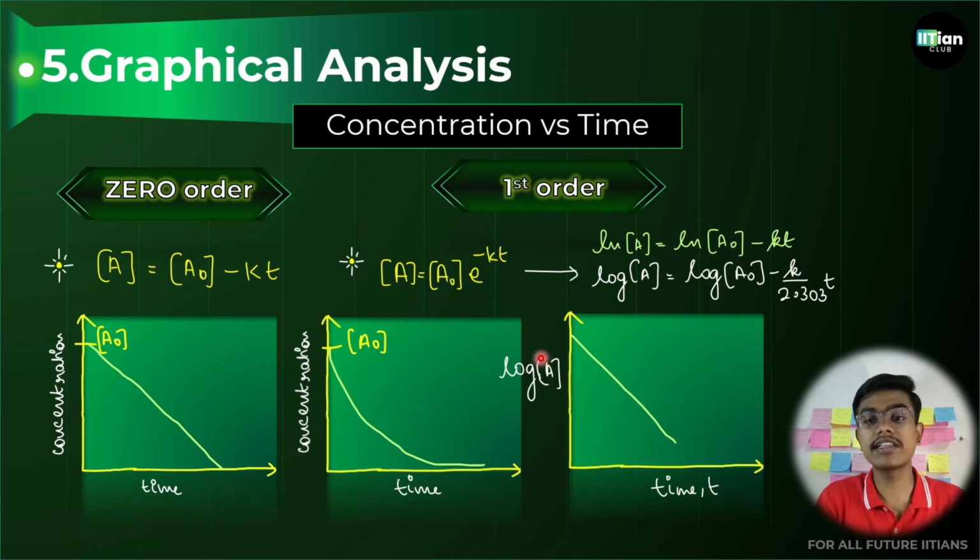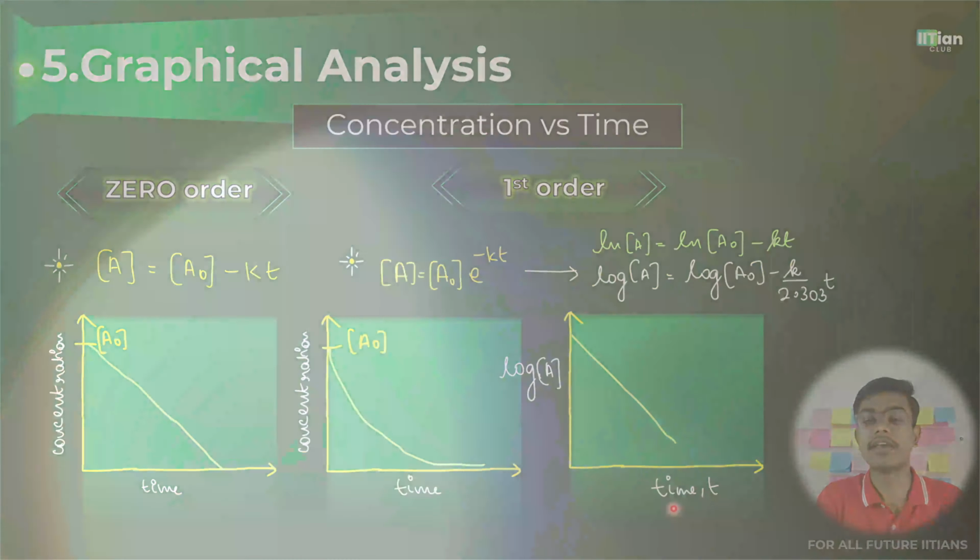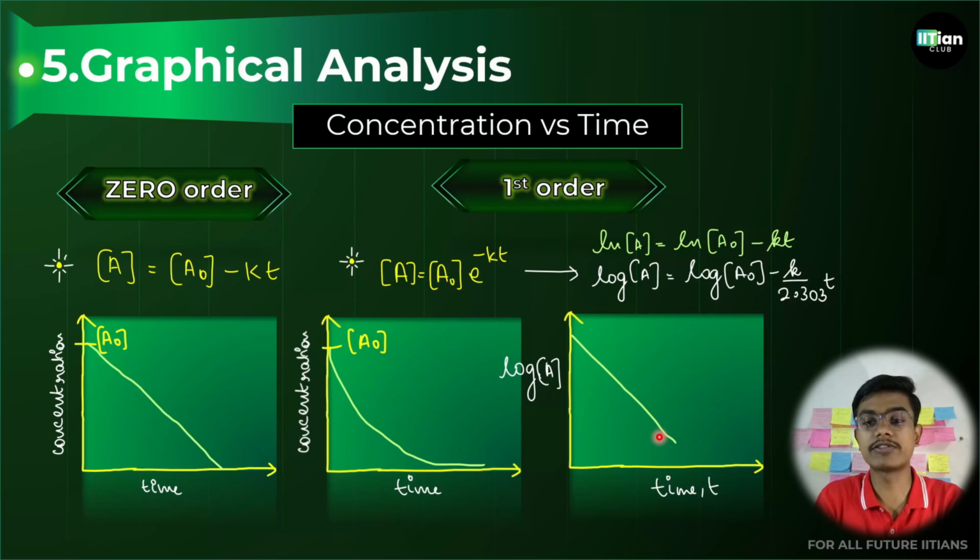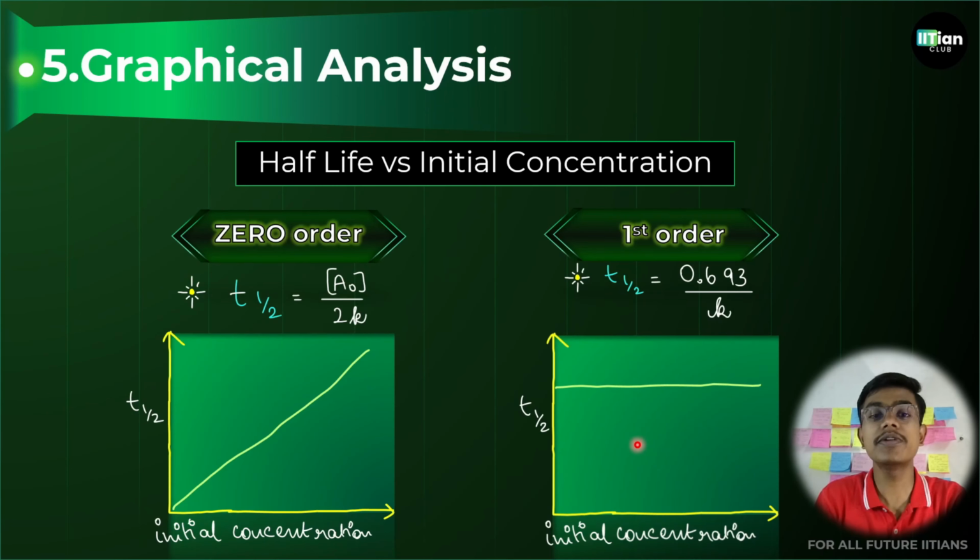And now we'll be plotting the graph between log of concentration of A versus time. In that case, we'll be getting a line with negative slope. I hope you got this. The next one is the half-life versus initial concentration.